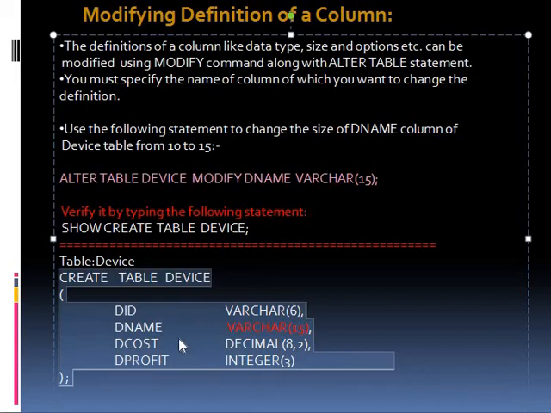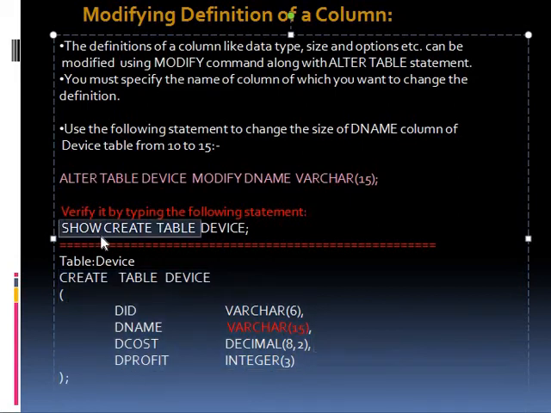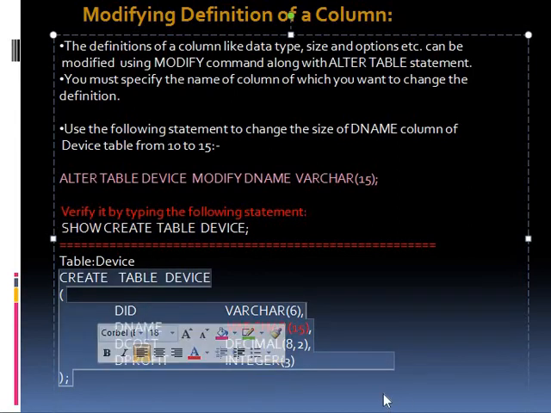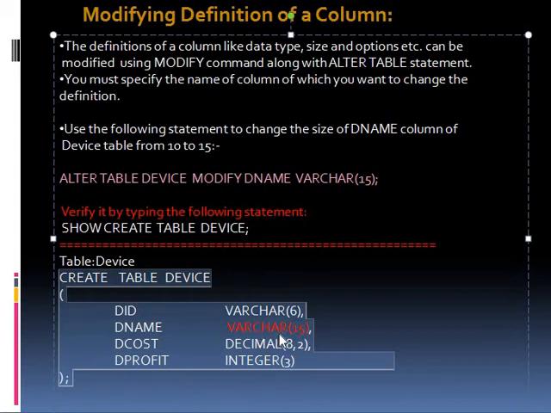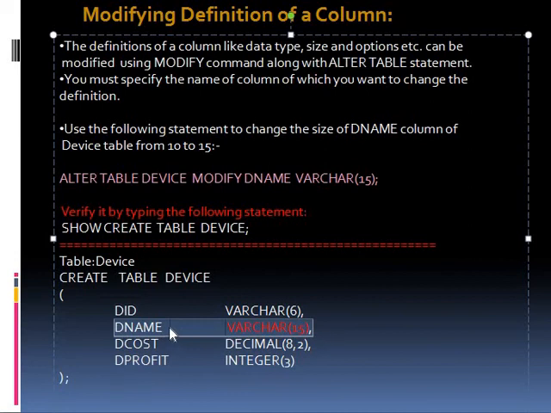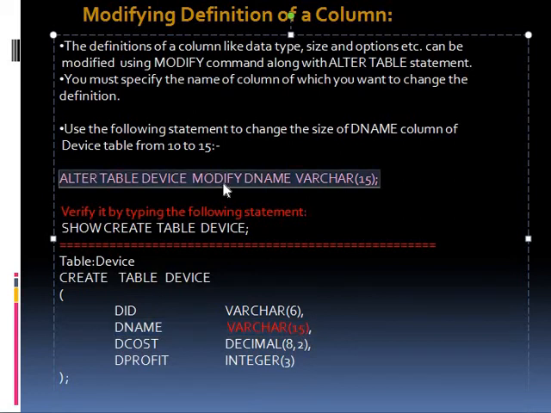Now you can view this table text by executing this SQL statement, SHOW CREATE TABLE, and then specifying the name of the table, device. It shows this table text along with the updated column definition for the column dname, and this update of the column definition into varchar 15 has all been made possible with the help of this particular statement.